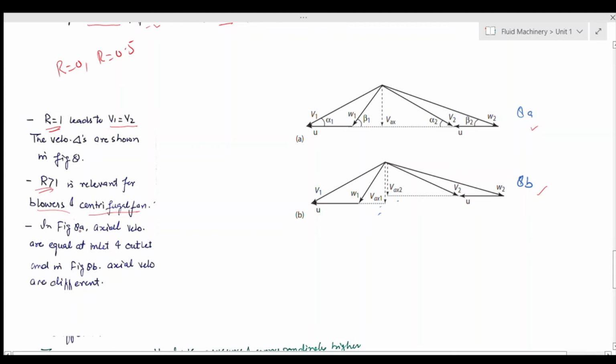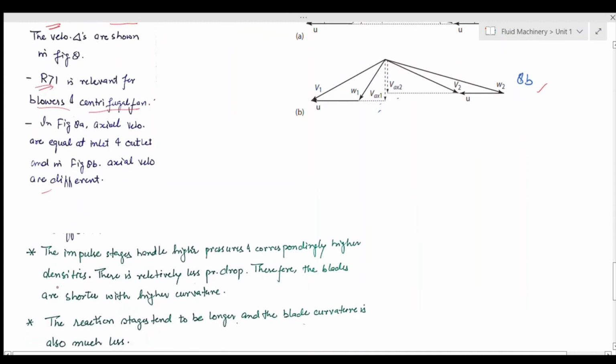Now for R equal to 1, axial velocities are equal at inlet and outlet, and in figure 8b we have used axial velocities as different. So the impulse stages handle higher pressure and correspondingly higher densities, and there is relatively less pressure drop. Therefore the blades are shorter with higher curvature.